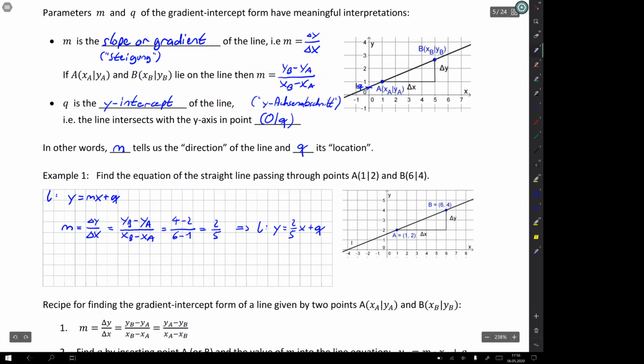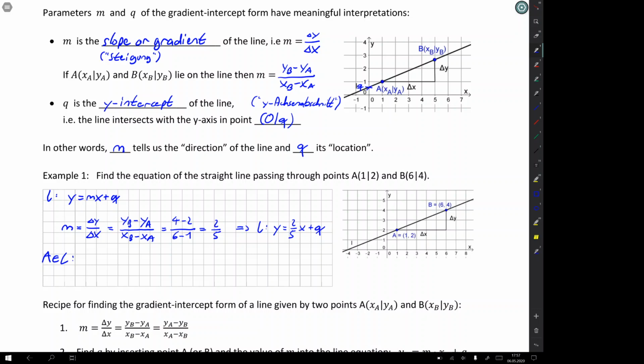And now we need to find the y-intercept. The idea here is just we know now already the line except for this q. So we say, well, the point A, for example, we can choose one of the two points. The point A lies on the line, so its coordinates fulfill the equation. So we use the fact A is an element of L. Its coordinates fulfill the equation.